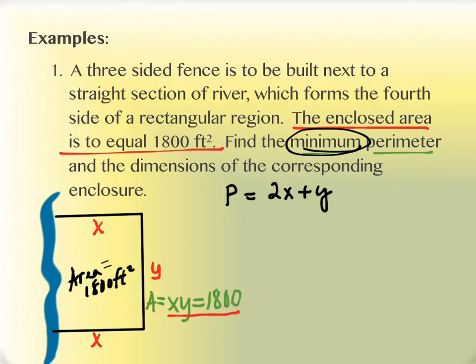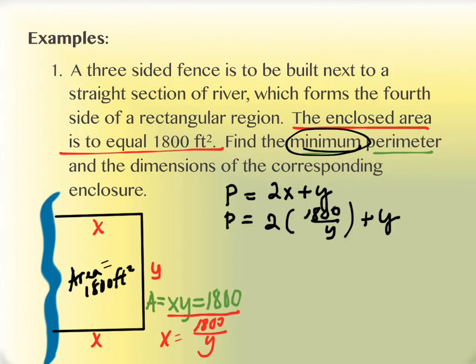So I can solve this equation, this portion of it anyway, for either x or y. It doesn't matter which one. So which one would you like to have this solved for? X? Okay. So x would equal what? 1800 over y. Which means that this value for x then gets put into the original equation that I was working with over here for perimeter. So I have 2 times 1800 over y, and then plus my y.